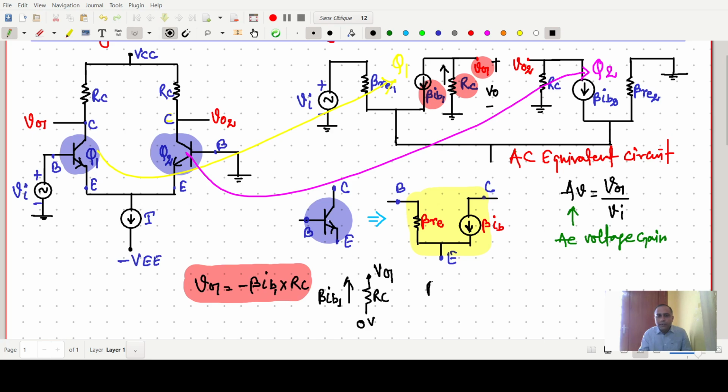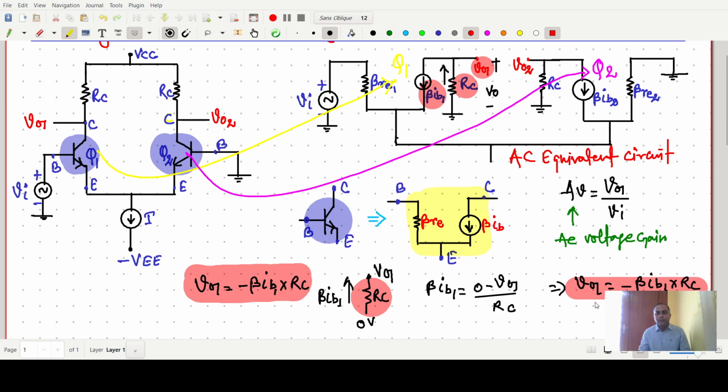The current beta IB1 can be written as current flowing from higher potential to lower, so we write 0 minus V naught 1 upon RC. So V naught 1 is simply minus beta IB1 into RC. Is it okay? Very simple. I am again highlighting the same expression: 0 volt, V naught 1, and current is beta IB1, so V naught 1 is nothing but minus beta IB1 RC.